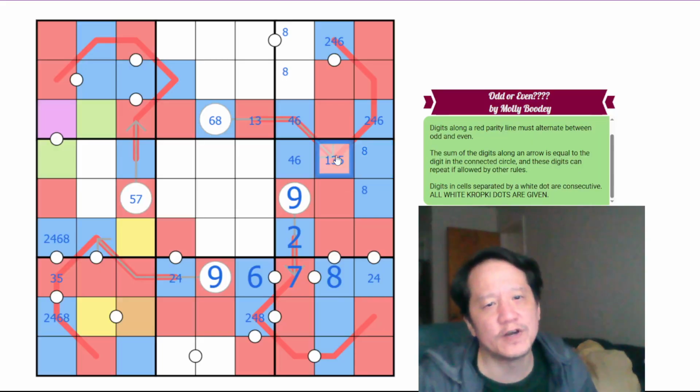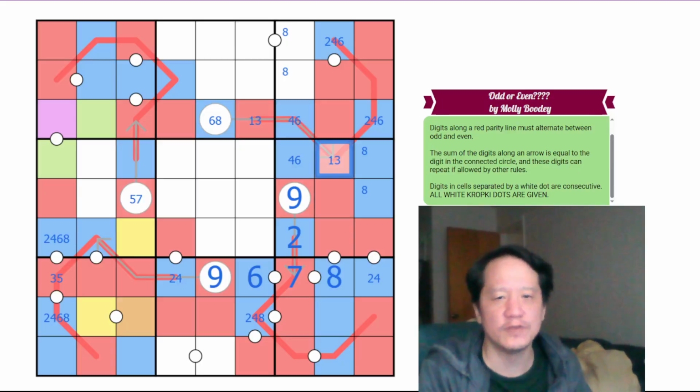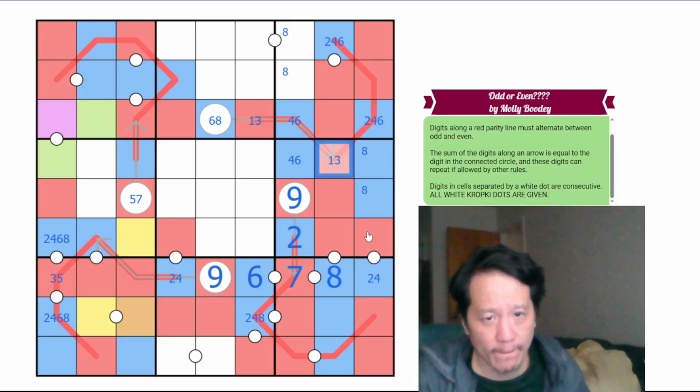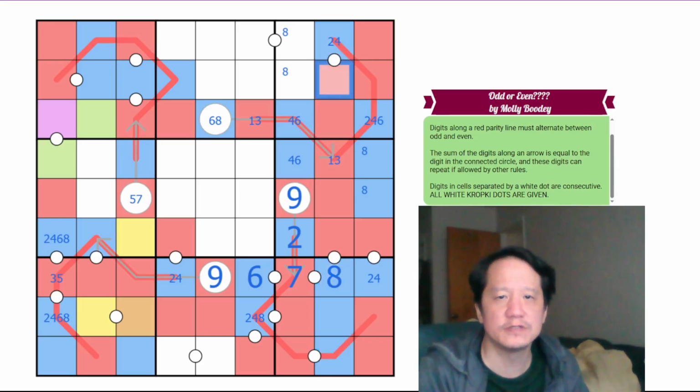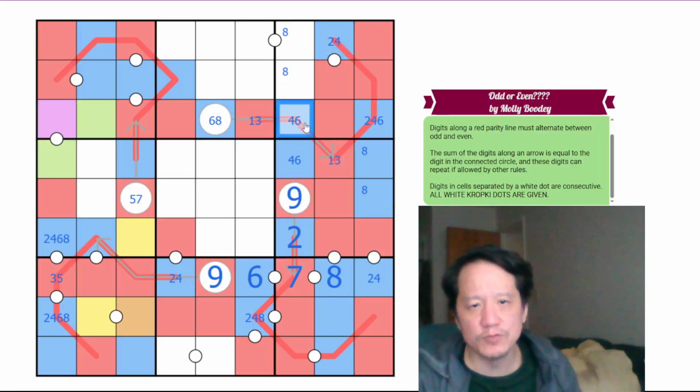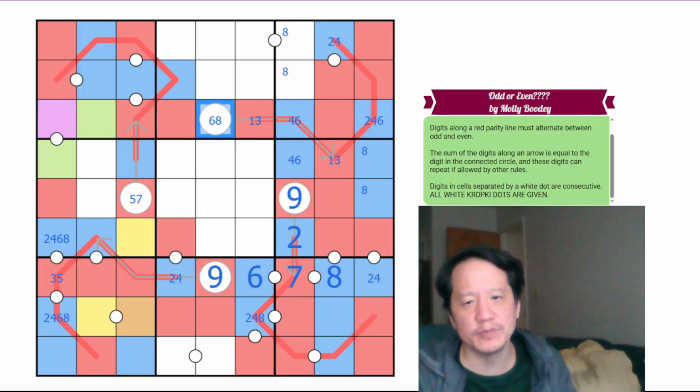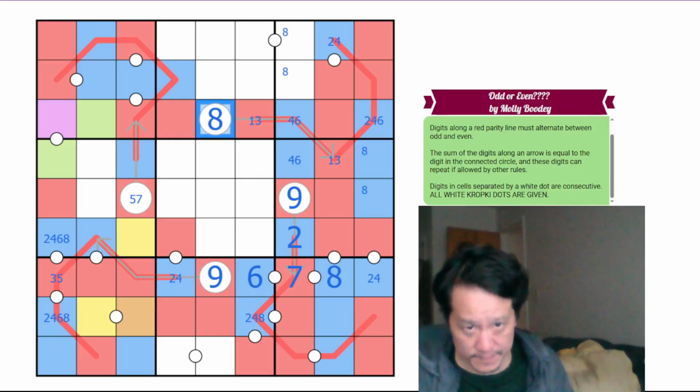Can this be 5 anymore? The answer is no. Well, it couldn't be 5 ever, because that would force this to be 1, 2, and it's not consecutive, so this can't be 5 either. This is 2, 4, and 6. But 6 has to be one of these two, so this cannot be 6 here. Which means one of these two digits is 6, so this can't be 6 here, so that's 8.